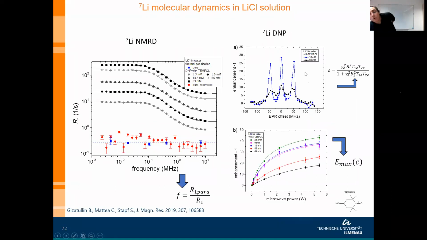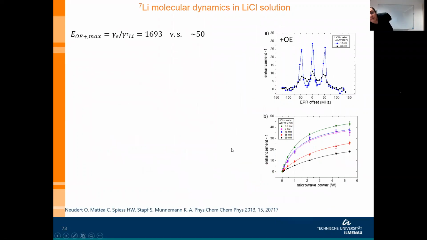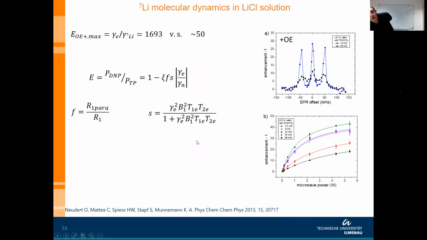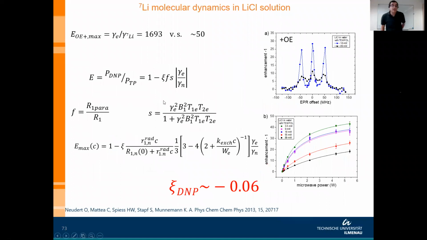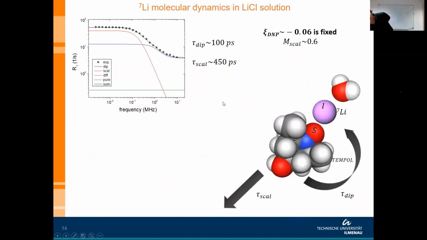First of all, you can do DNP, and then you see the different enhancements at different concentrations. Then you see that when you have a much bigger concentration, around 90 millimolar, you have to consider Heisenberg exchange. But then you have the enhancements. And then basically we can try to work out the maximum enhancement, and at the end to find the coupling factor. We see that the coupling factor can be found here, and we can check the model.